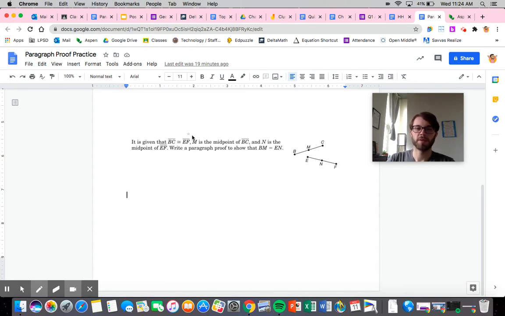So let's read through this and do a little bit of pre-planning, or planning ahead, I should say. Given that segment BC is congruent to segment EF, M is the midpoint of segment BC, and N is the midpoint of segment EF. Write a paragraph proof to show that BM is equal to EN. So our ultimate goal here is to show that these two are congruent, right? That's our goal. But what do we already know? Well, we already know that these two whole segments are congruent. And we're also informed that M is the midpoint, so we know that these two are congruent. We know that N is the midpoint, so we know that these two are congruent.